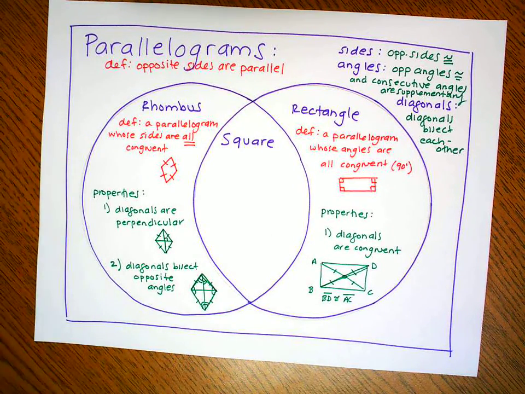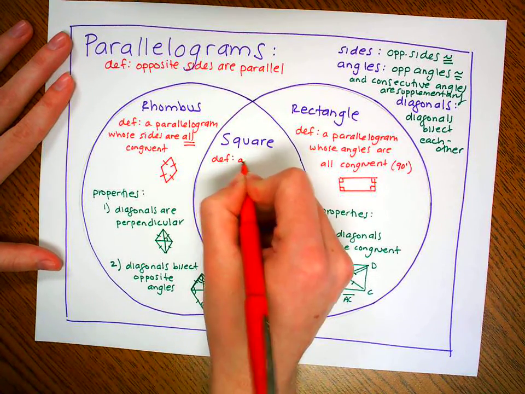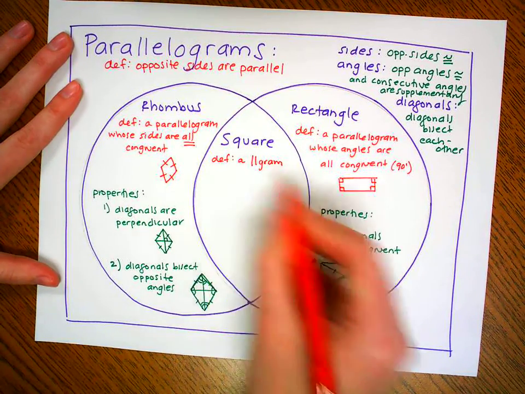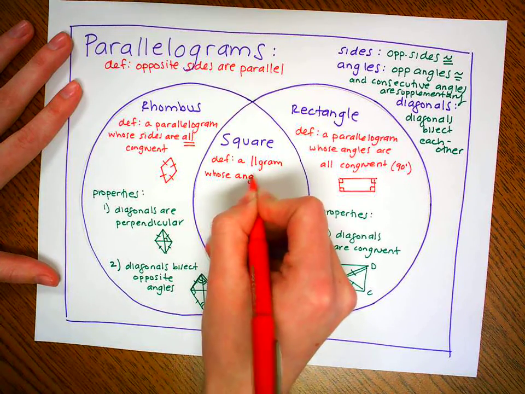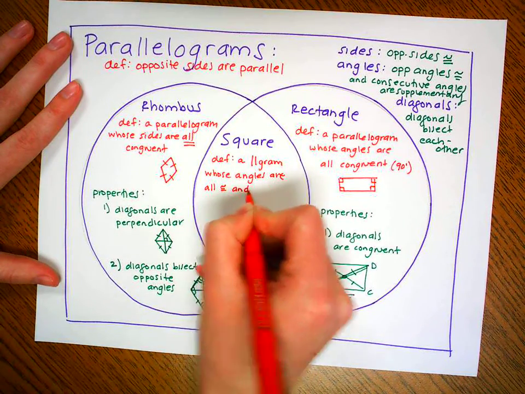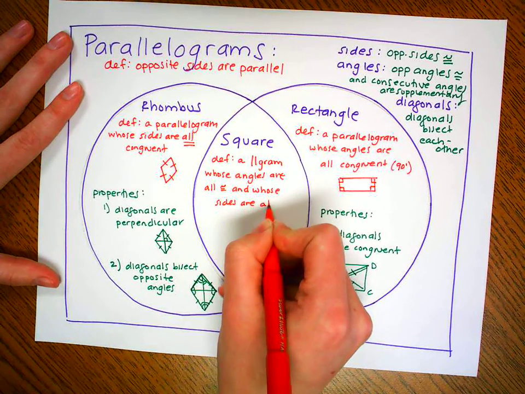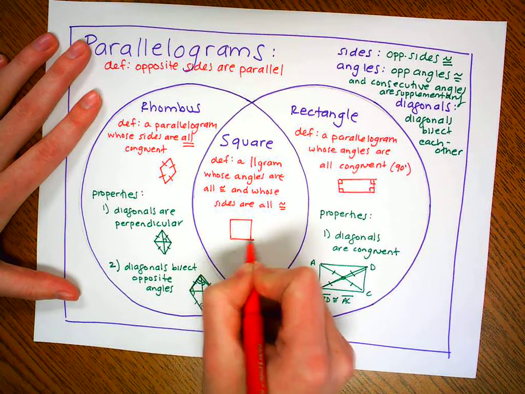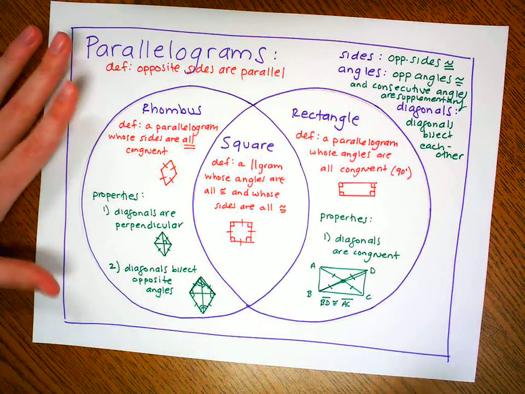Okay, we've got one more parallelogram to talk about, the square. And its definition is that it's a parallelogram, and I'm going to shorthand this. A parallelogram, I use parallel lines and then gram. So a parallelogram whose angles are all congruent and whose sides are all congruent. Okay. So if I were to draw a picture of a square, my angles are all congruent, specifically 90 degrees, and the sides are all congruent.